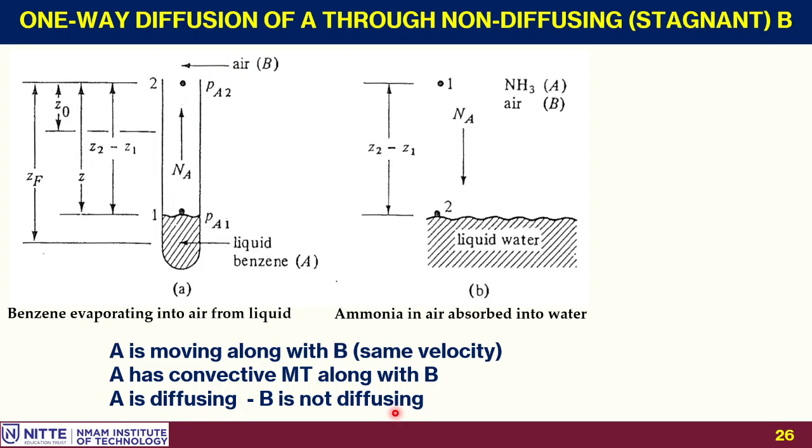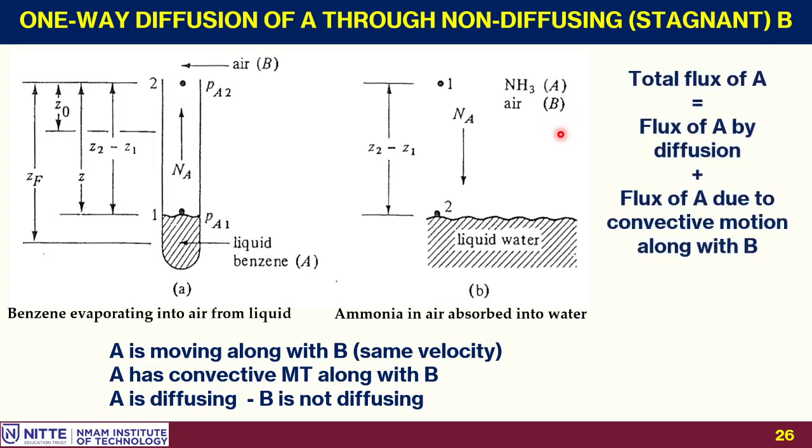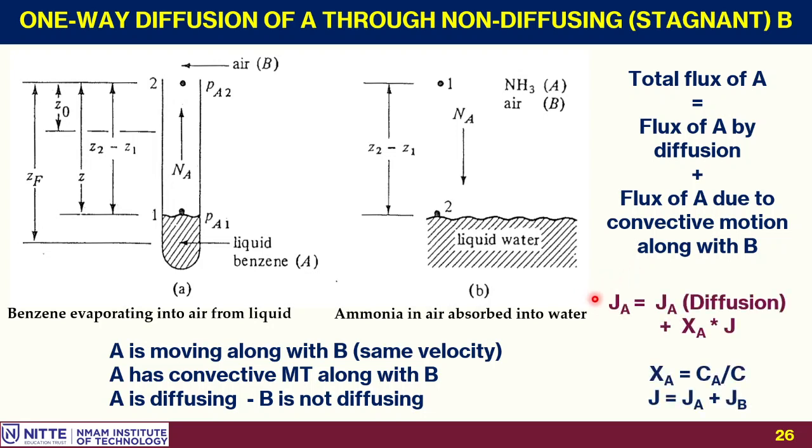Here A is diffusing, B is not diffusing. The B remains static. That's the meaning of static here. It does not move through diffusion. So the total flux when you calculate for A, there are two components. One, it is because of the diffusion alone. Second, it is because of the convection. So it is a convective diffusion, you can say. So when we calculate the total flux, we have to consider one for the diffusion, one for the convection.